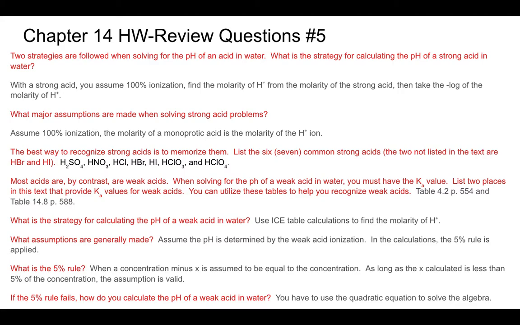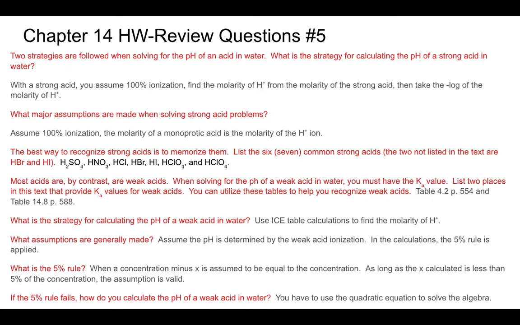All right. And the best way to recognize strong acids is to memorize them. So list the six. I think we really should learn seven. I think these are the seven strong acids, and they are sulfuric, nitric, hydrochloric, hydrobromic, hydroiodic, and then chloric and perchloric. Chloric is sort of on the bubble. I think the Ka is about 1 for chloric acid, so it's maybe not as strong as most of the strong acids, but generally we say if the Ka is more than 1, it lies to the right, so I guess you could throw in chloric as one of those strong acids as well. Most acids are, by contrast, weak acids.